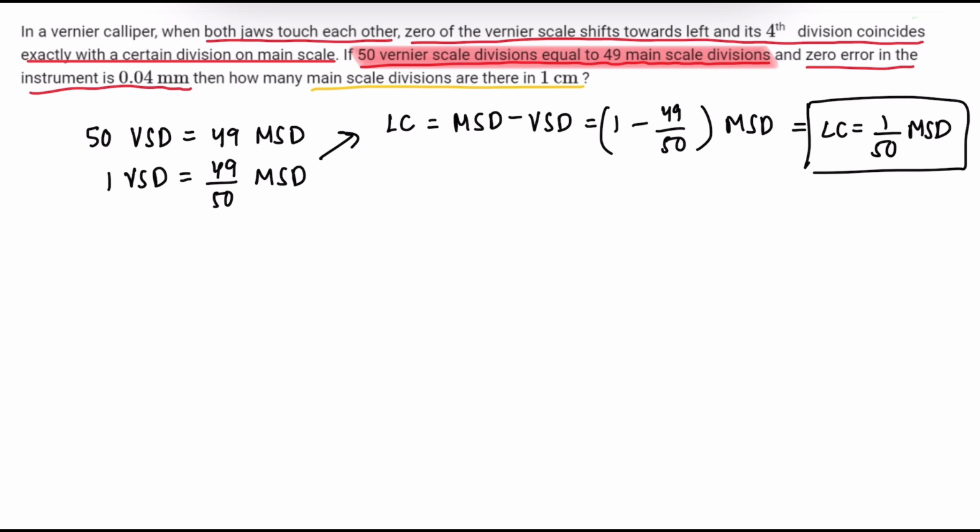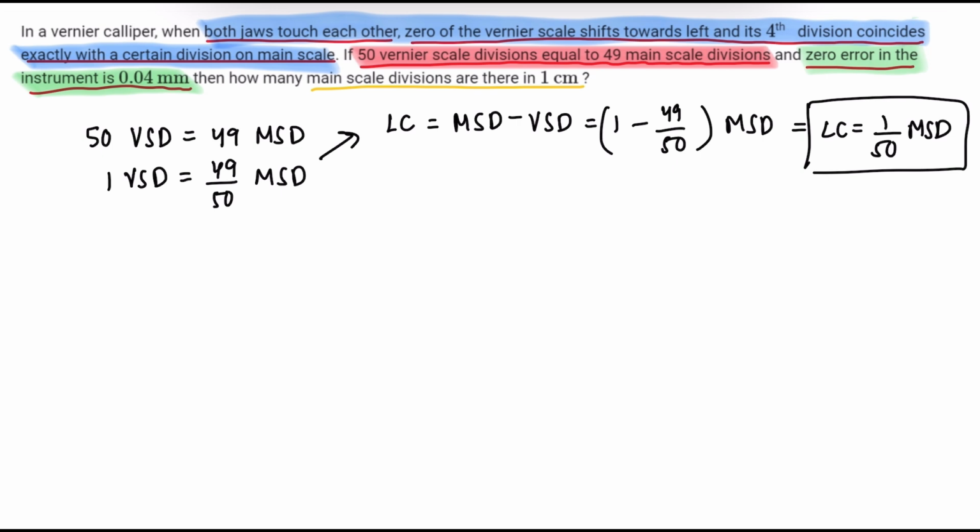Now, they also told us some other things in this question which are pretty important, but they also mean the same thing. They told us when both jaws touch each other, the zero shifts to the left, and the fourth division coincides exactly with a certain division on the main scale. That's one thing they told us. And the second thing they told us is the zero error in the instrument is 0.04 millimeters. So these two pieces of information, the blue highlighted one and the green highlighted one, mean the same thing.